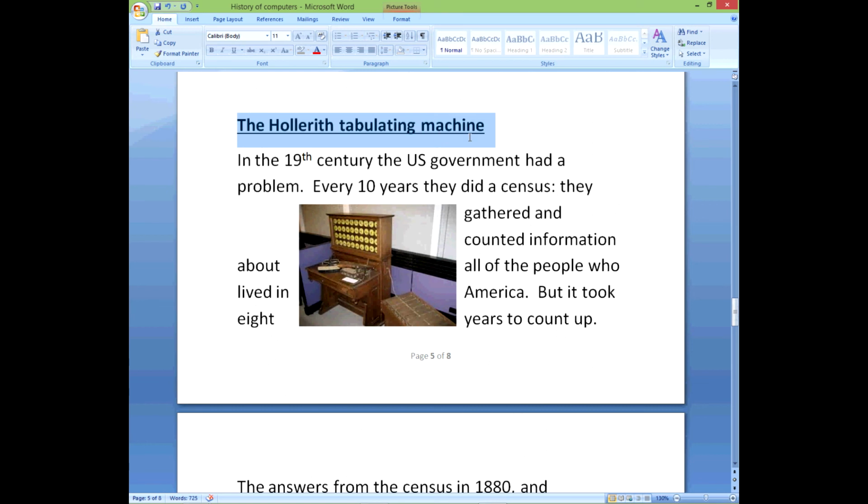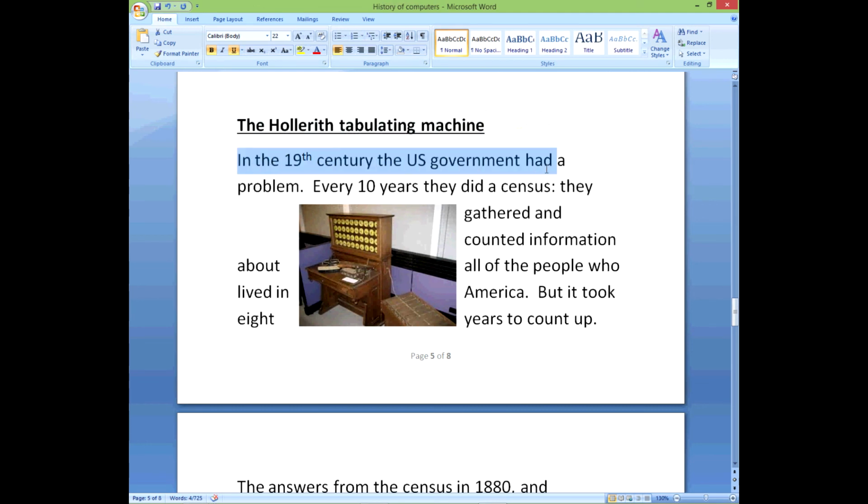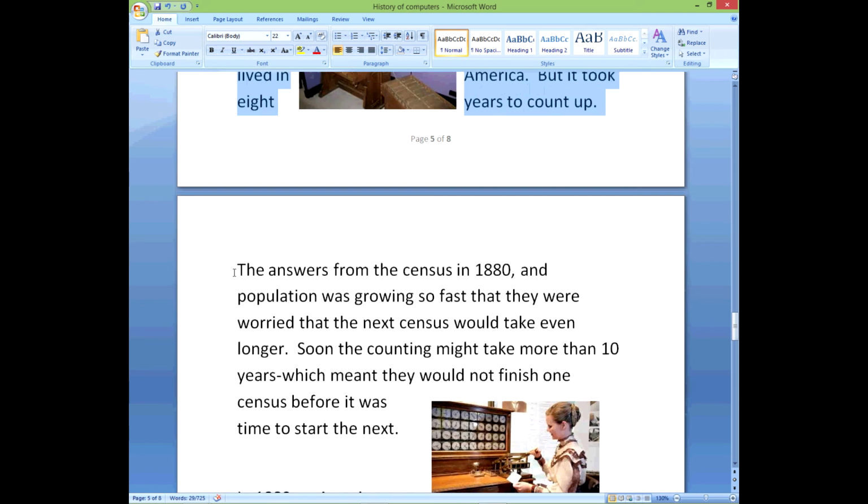So now we're looking at the Hollerith tabulating machine. In the 19th century, the US government had a problem. Every 10 years, they did a census. They gathered and counted information about all the people who lived in America, but it took 8 years to count them up. The answers from the census in the 1880s, and population was growing so fast that they were worried that the next census would take even longer.